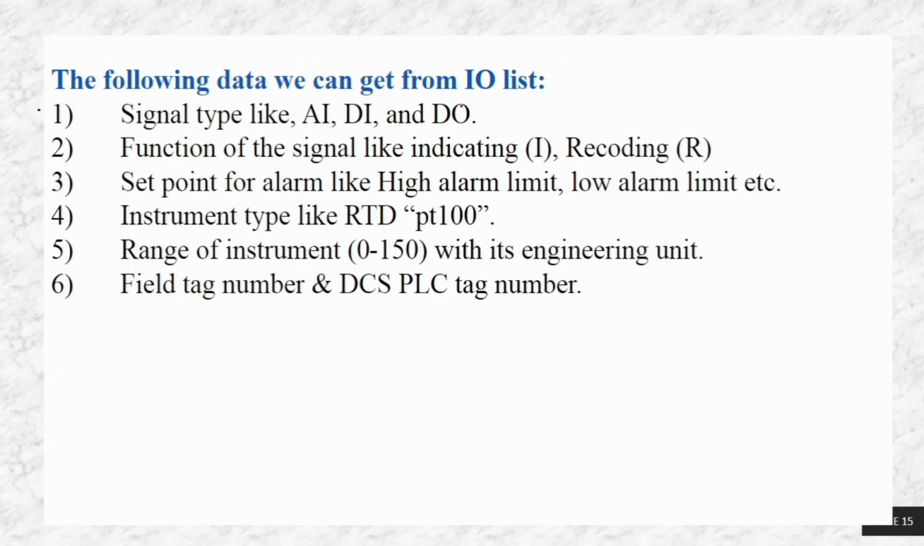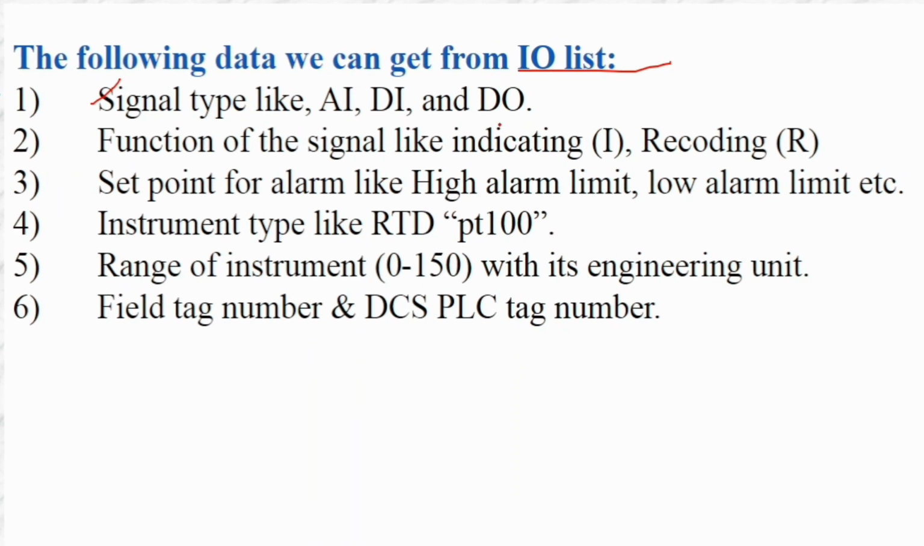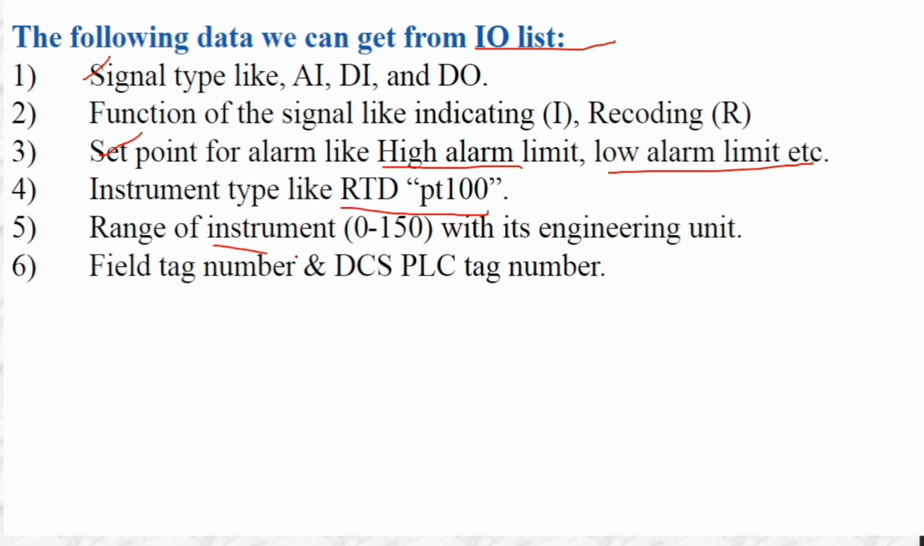Now what are we going to learn from the IO list? In the chapter you have seen in the previous figure the function of the signal, like indicating, recording, and what type it is. Set point, alarm low, alarm high we can learn, and the type of instrument and range of the instrument we also get, and the field tag number. All these things we can get from the IO list.